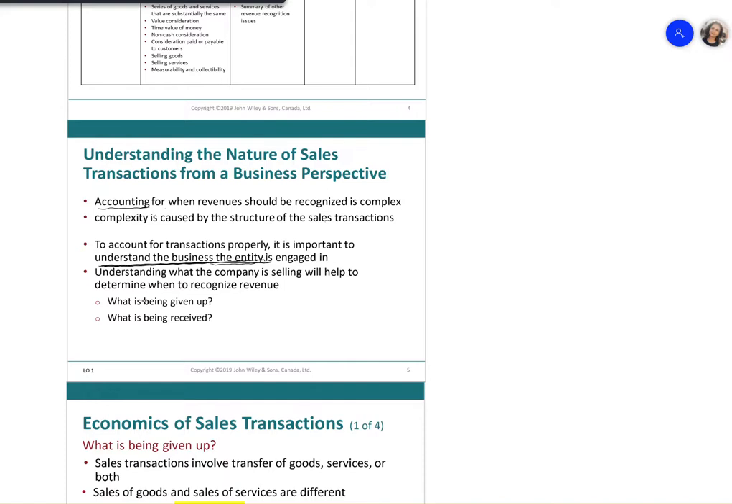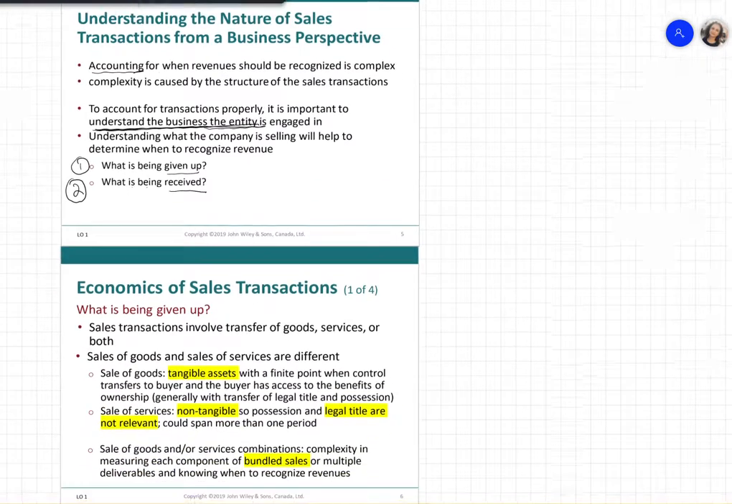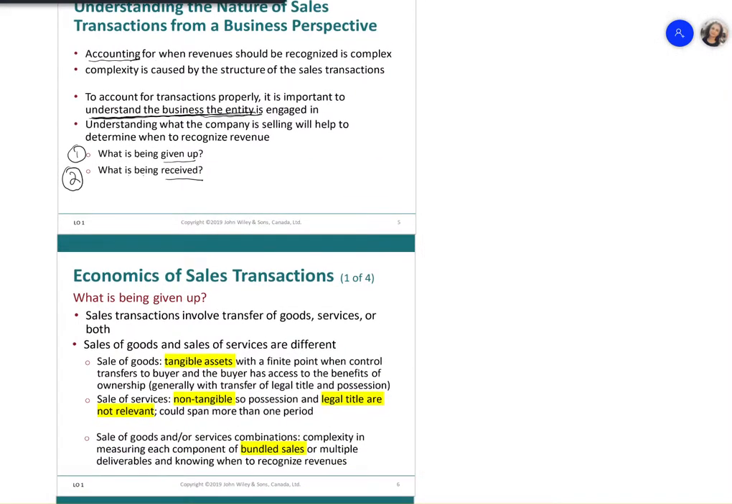When we're recording a revenue, when we need to do a journal entry, the first thing we need to know is what is given up, and the second thing we need to know is what is being received. So you give up something to receive something. Those are the two things that we need to know before we can record a journal entry, or before we can record a revenue transaction.